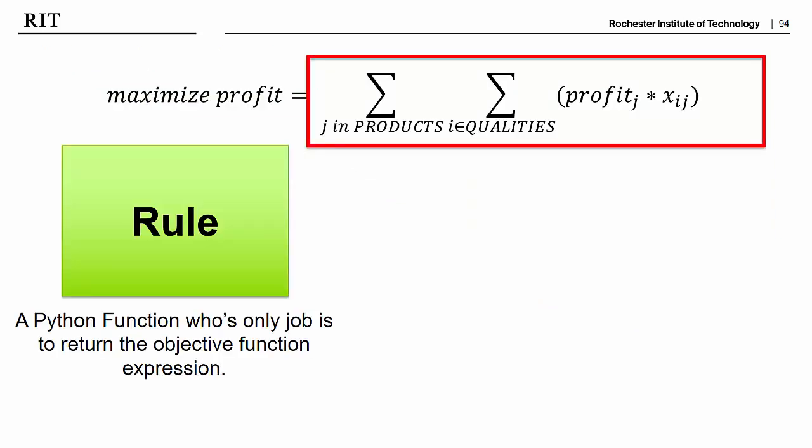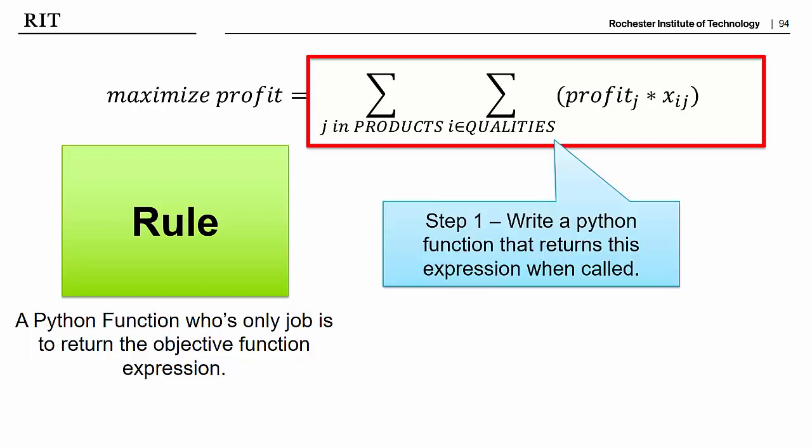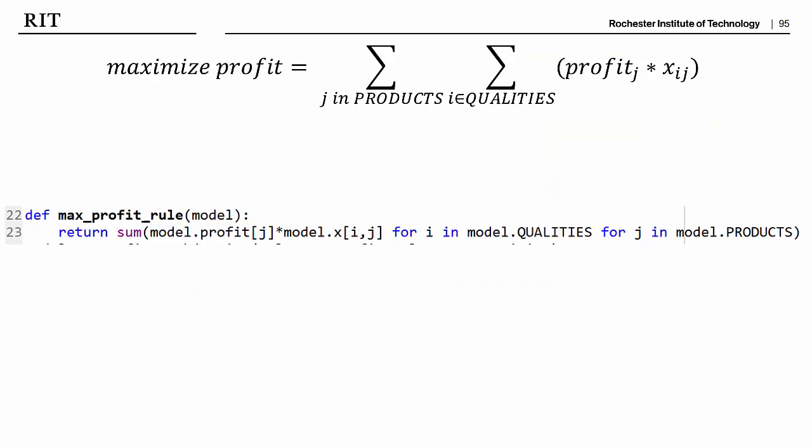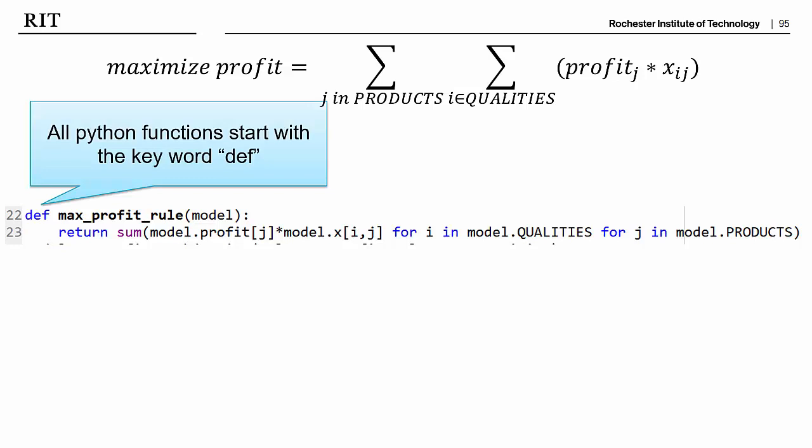So for our first part, when we're making our rule, we're going to write a Python function, and the only job of this Python function is to return this objective function expression that we see in the red box. So here it is. Let's go over the parts of these lines of code. This is a Python function. To create a Python function, you have to start with the keyword def. It means define.